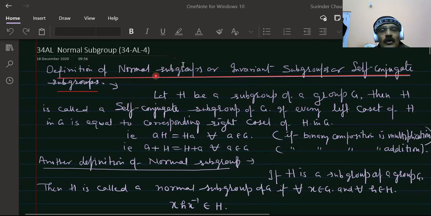So for any subset to be a normal subgroup, number one, it must be non-empty, it must be a subgroup, and then it will be normal. So any non-empty subset of a group, to be a normal subgroup, must be non-empty, must be a subgroup, and third, it must be normal. So let me define what is a normal subgroup.